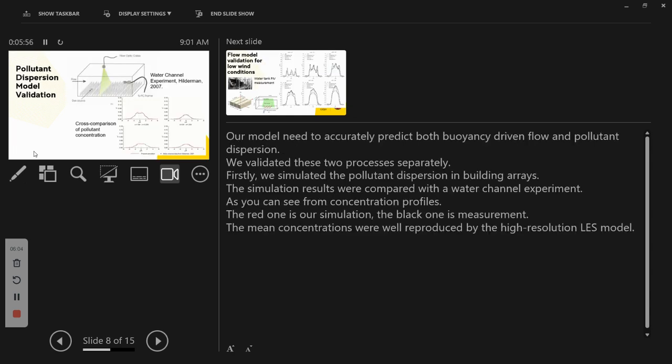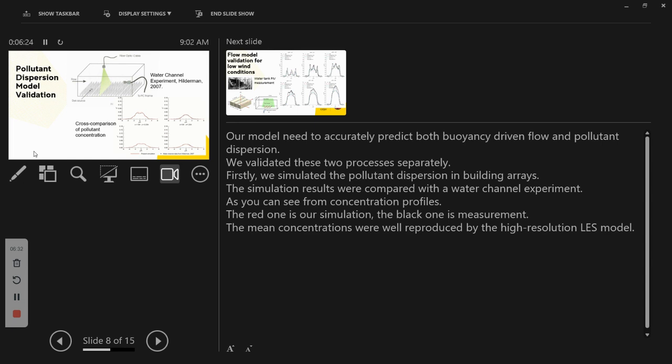Our model needed to accurately predict both the buoyancy-driven flow and the pollutant dispersion. So we validated these two processes separately. Firstly, we simulate the pollutant dispersion in building area. The simulation results were compared with a water channel experiment, as you can see from the concentration profile here.